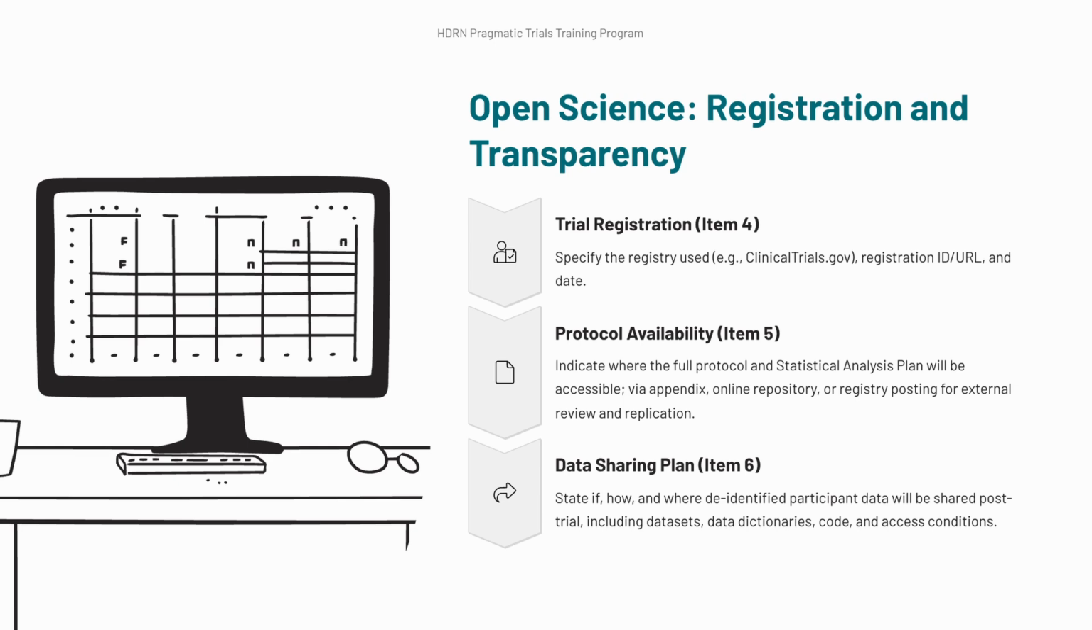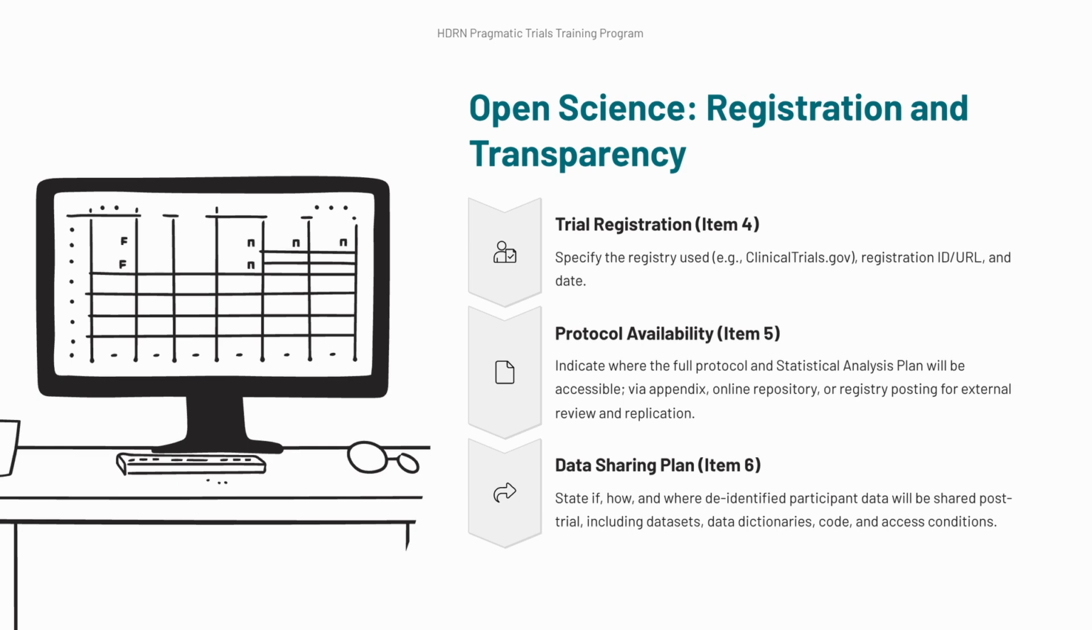Specify the registry, like clinicaltrials.gov or the World Health Organization portal, the registration number, and the date of registration. If you haven't registered yet at the time of writing the protocol, you should state which registry you intend to use. The idea is that all trials should be publicly registered by the time the protocol is submitted for ethics approval. Next is item 5, which asks about the availability of the protocol and statistical analysis plan.